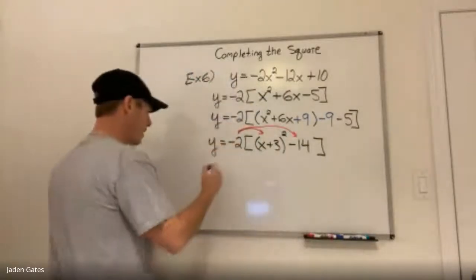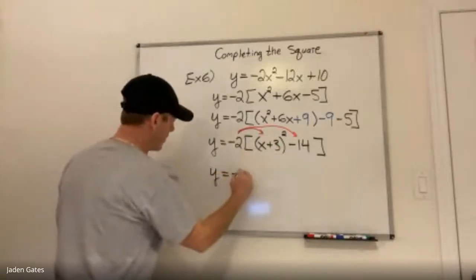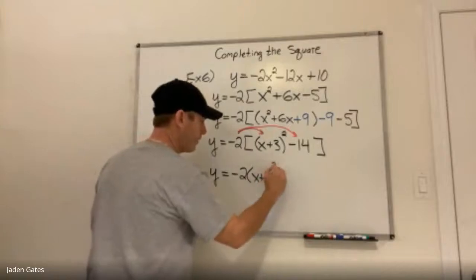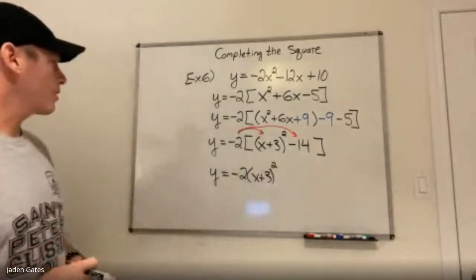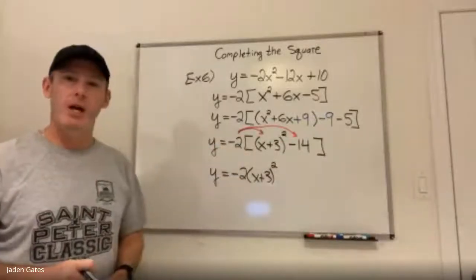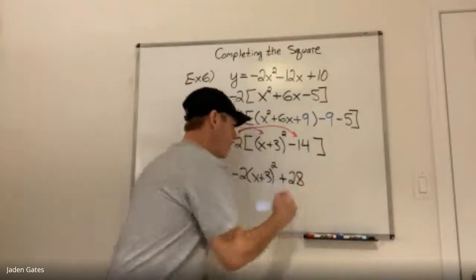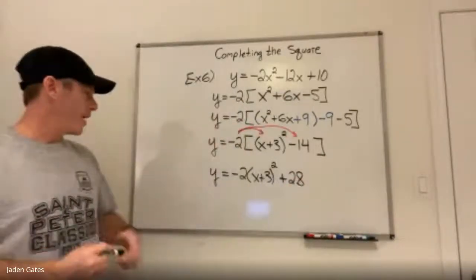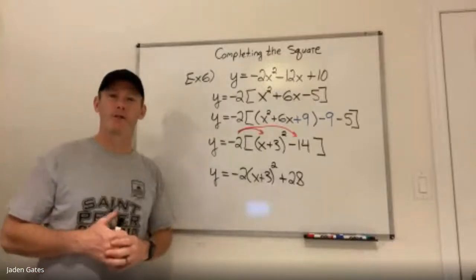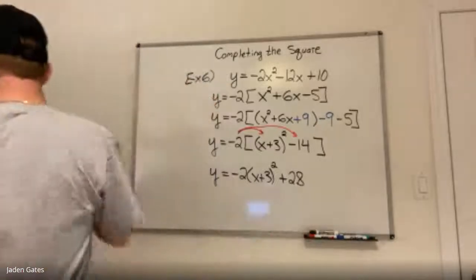All right, so we get y equals, again, -2 times that whole thing. I'm just going to write it like that, -2 times that whole thing. All right, so there's my first part, and then the second part, -2 times -14, negative times a negative gives us a positive, and we get a +28. So again, there's my A, there's my H, there's my K. It is in vertex form. All right, last one. One more of these.